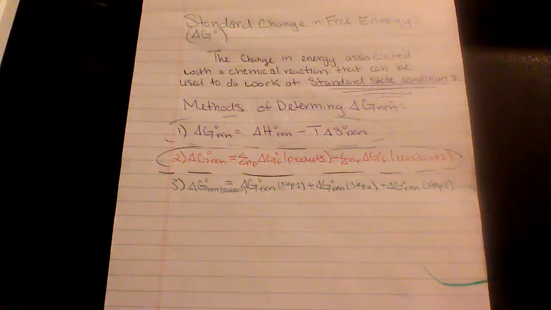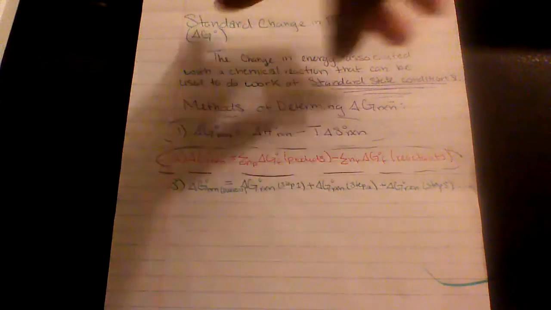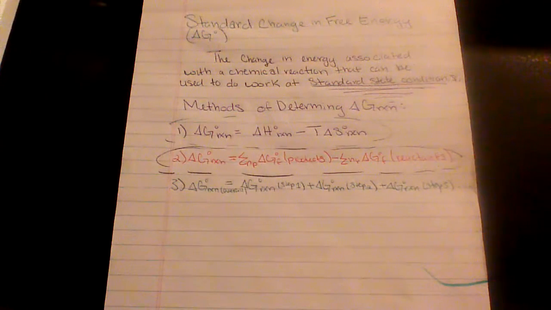Now we're going to look at the standard change in free energy, noted as delta G standard here, which is the change in energy associated with a chemical reaction that can be used to do work at standard state conditions.